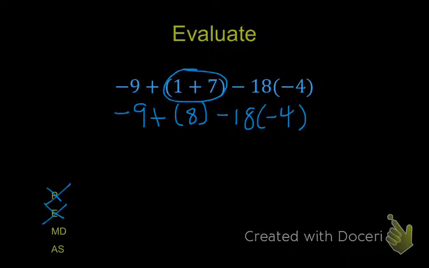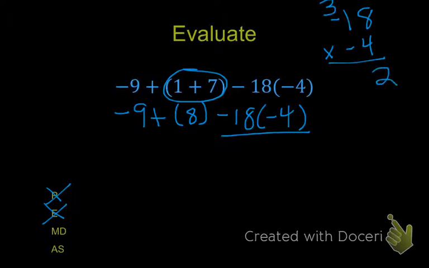There are no exponents in this particular problem, so next is any multiplying or dividing. I do see over here on the right-hand side that I have some multiplication. -18 times -4. I know that 4 times 8 is 32. And 4 times 1 is 4 plus 3 is 7. Negative times a negative equals a positive. So this is going to be positive 72. And I'm going to copy down the rest of my problem.